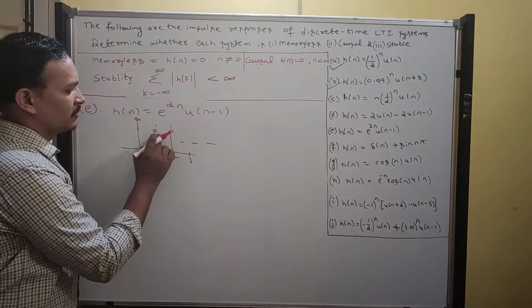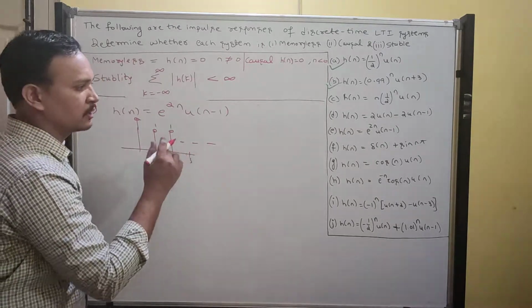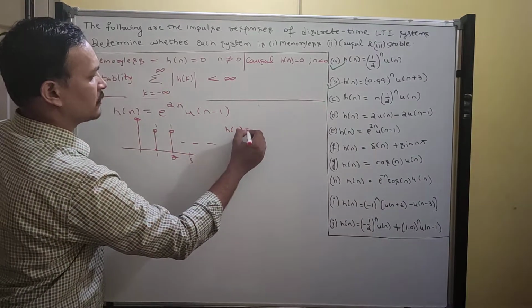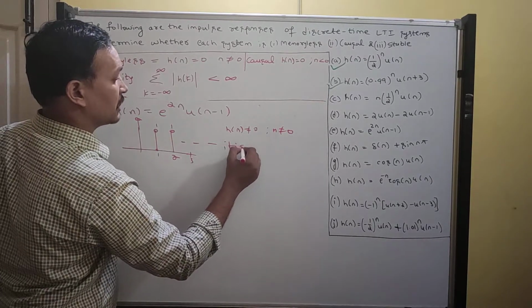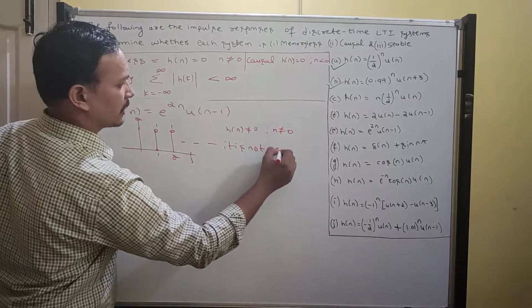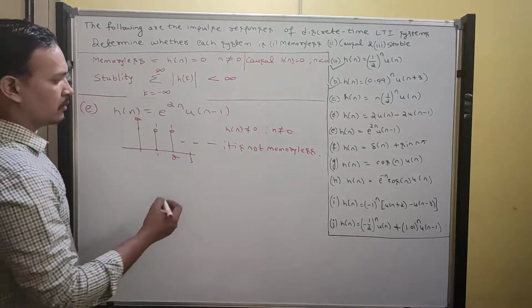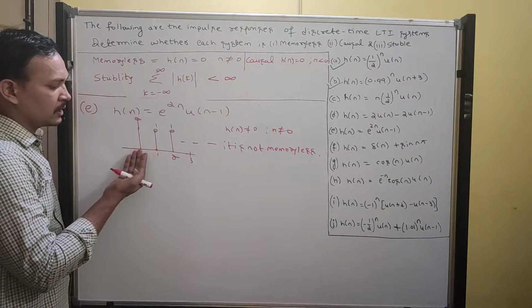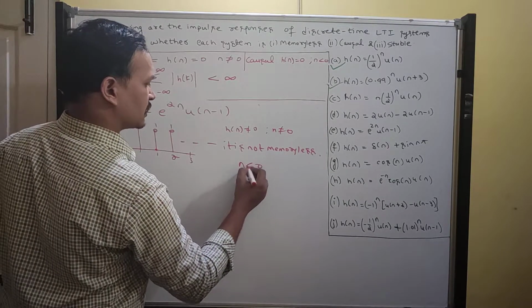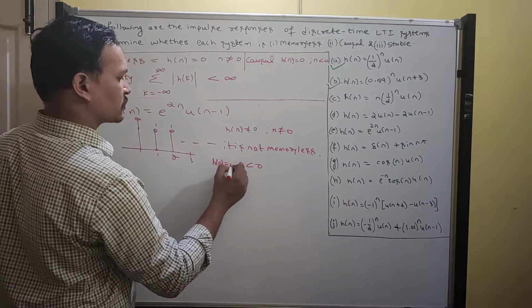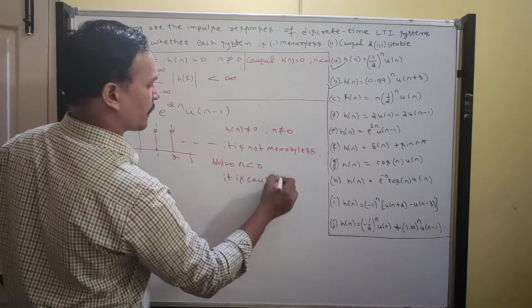But we have magnitudes. This magnitude multiplied with this, definitely some waveform will be there. Therefore, I can write h of n is not equal to 0 for n not equal to 0. Therefore, it is not memoryless. What about causality? Now check here. If n is less than 0, h of n equals 0. Therefore, I can say it is causal.